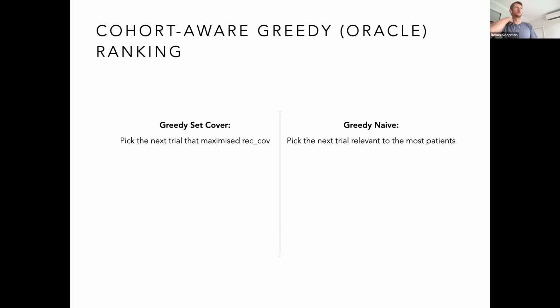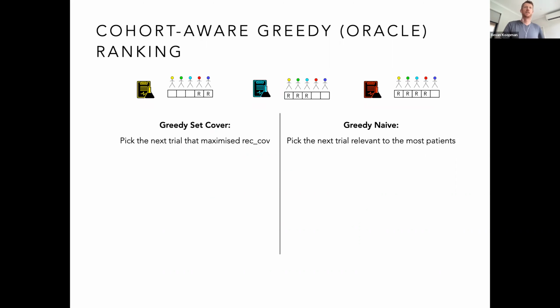A true optimal solution is basically the power set of all the trials. So that's NP hard. And we instead looked at this greedy set cover implementation. And this is really done as a comparator. So I'll explain this with an example. It's the easiest. So you have 3 trials here.